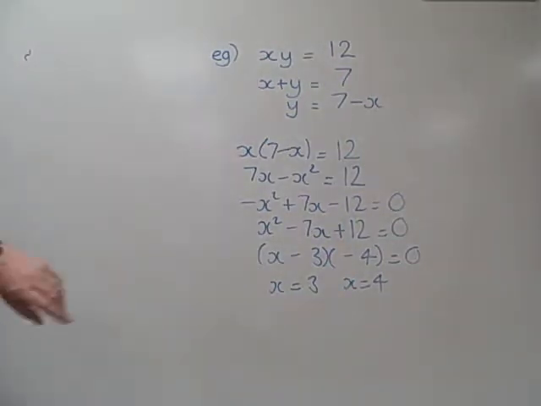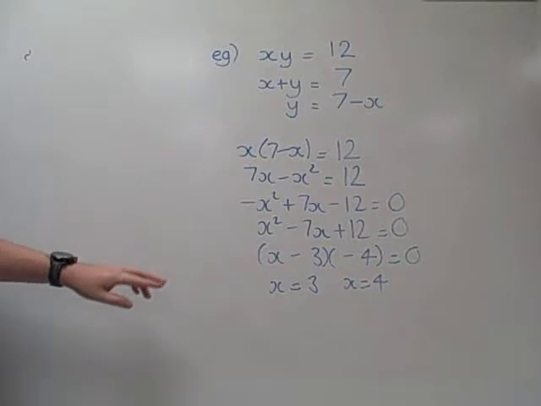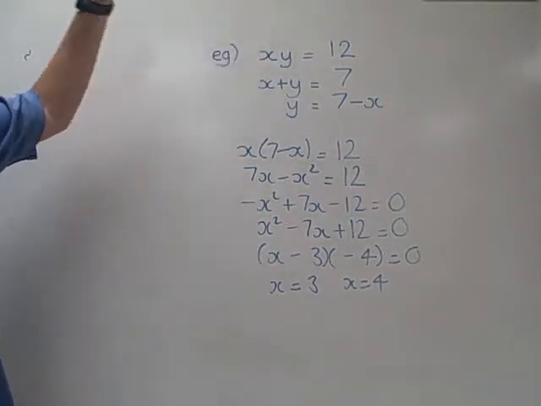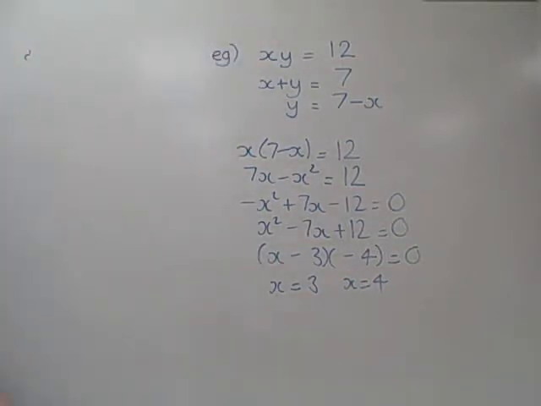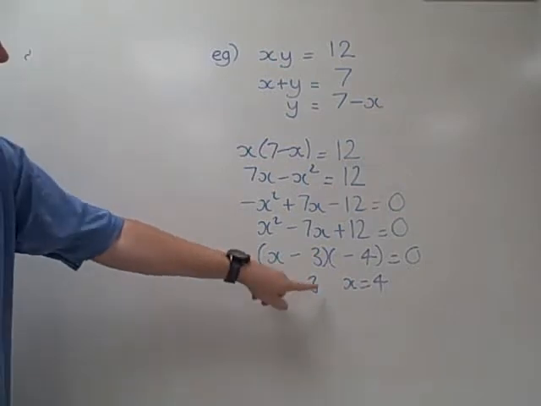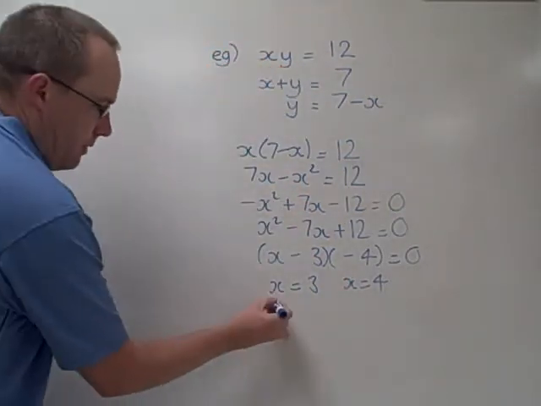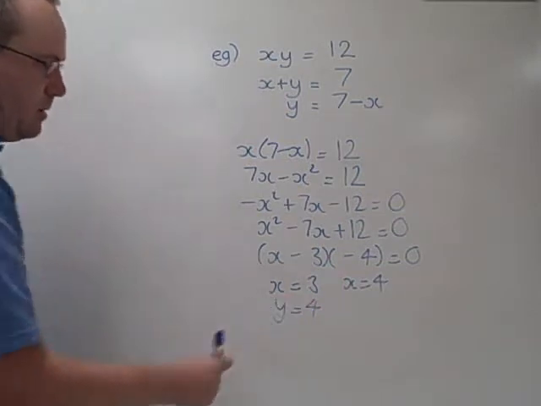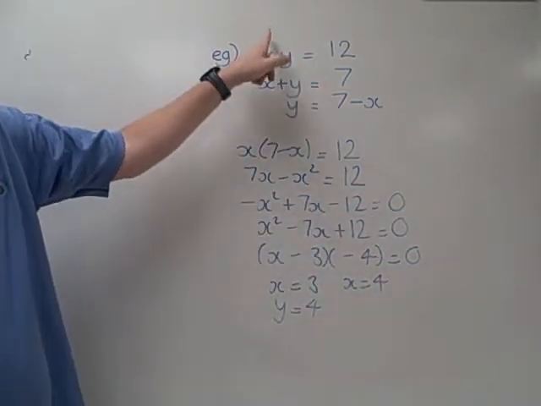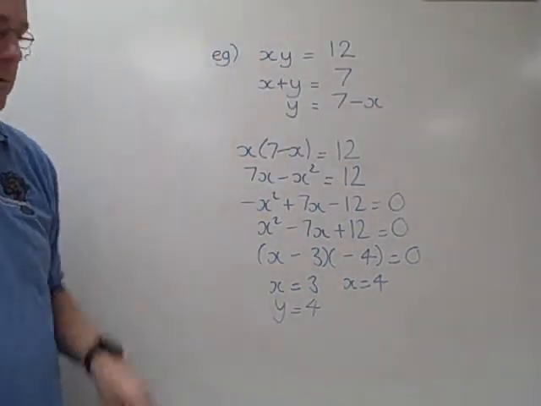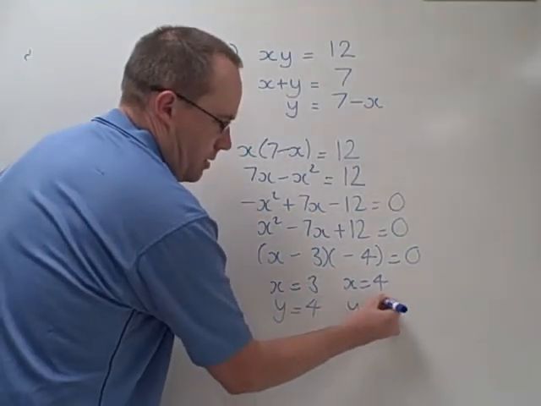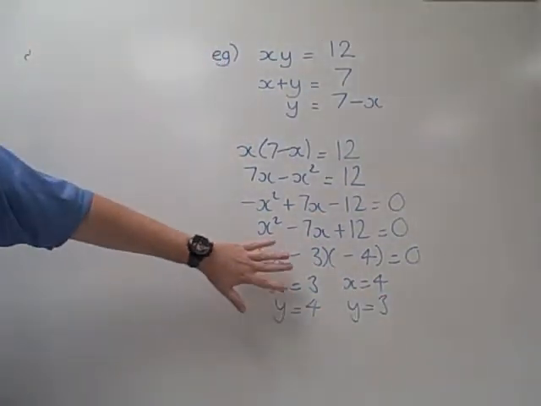Now what we have to do is plug this back into one of these equations to find out what the other value is. So one possibility is when we plug 3 into here, then 3 times what gives us 12, so that would be 4. And for our other answer, if we plug 4 into here, 4 times what gives us 12, then that would be 3. So actually 3 and 4 might have been obvious.